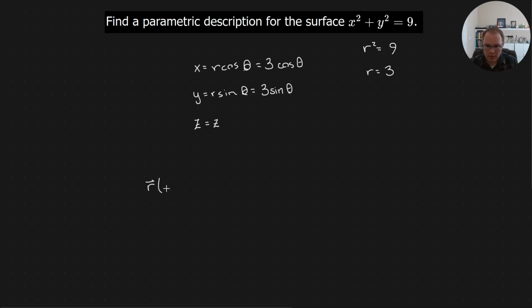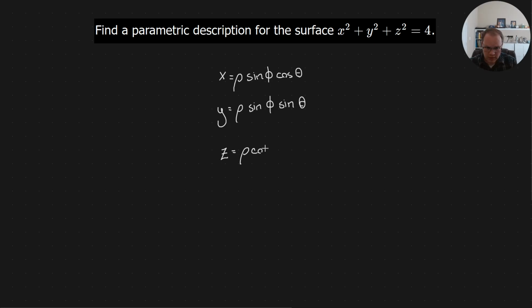So my parameterization, my 2 parameters are going to be theta and z in this case. And so I get 3 cosine theta for x, 3 sine theta for y, and my z component is just z equals z. Okay?